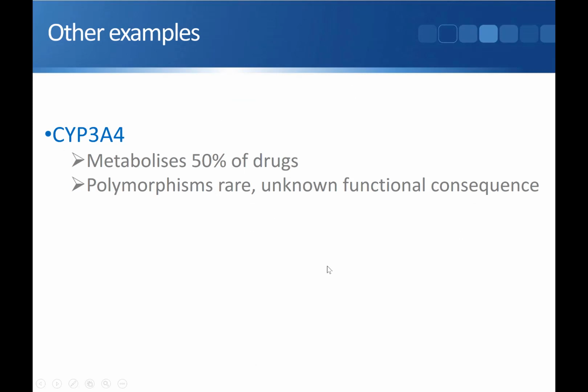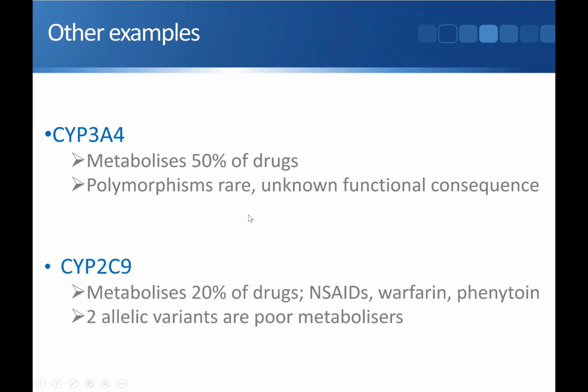There are lots of examples of polymorphisms that affect CYP enzymes. So this CYP3A4 isoform is the most important of the isoforms. It's the one that metabolizes most of the drugs. It metabolizes up to 50% of known drugs. Polymorphisms are thankfully rare, and you rarely see any functional consequence.